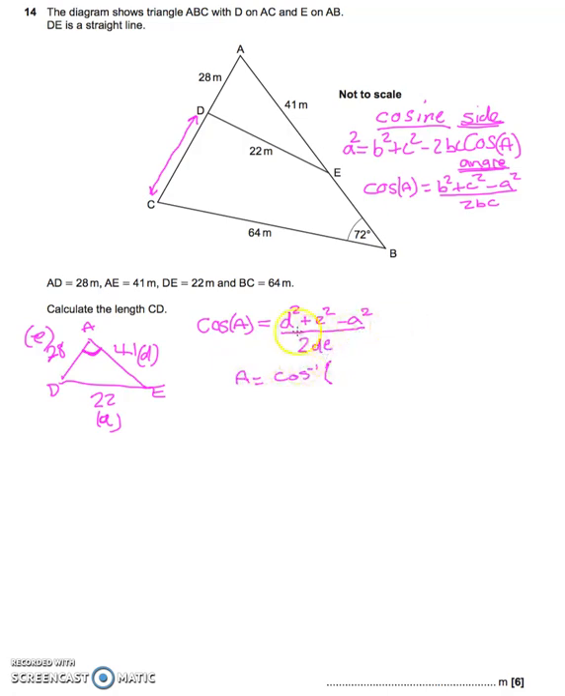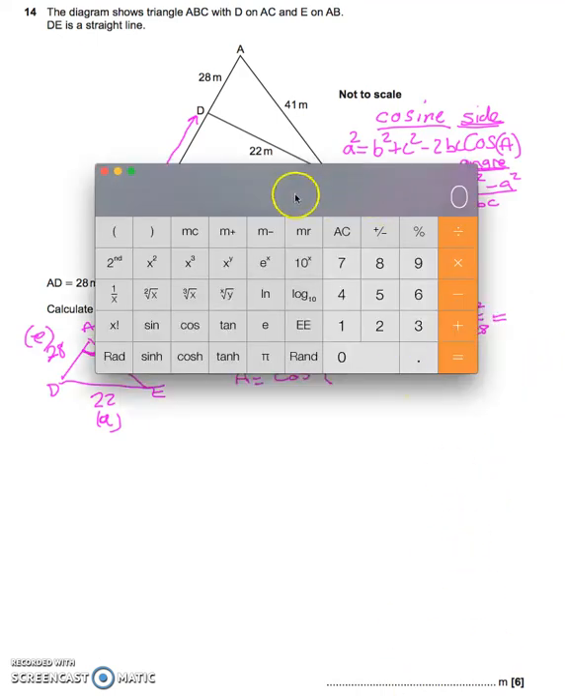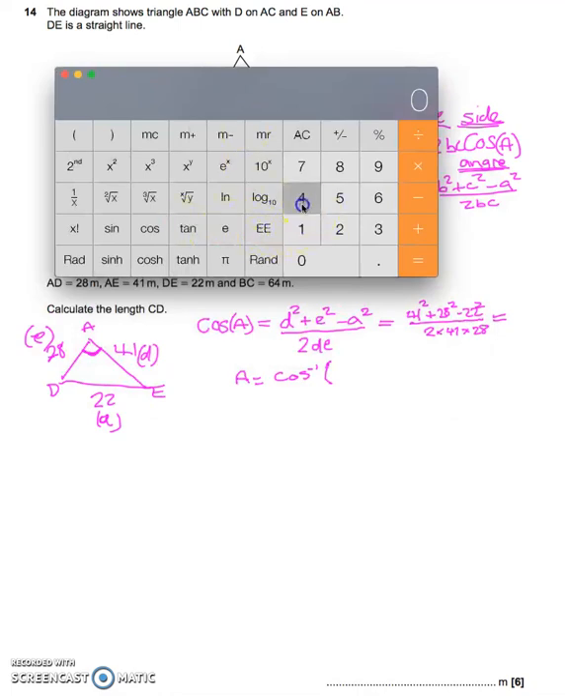All right. Now, if I substitute these numbers in, I'm getting 41 squared plus 28 squared minus 22 squared. And all of that is over 2 multiplied by 41 multiplied by 28. Okay, so doing all that as a calculation, bring your calculator in and you find out what those things are.